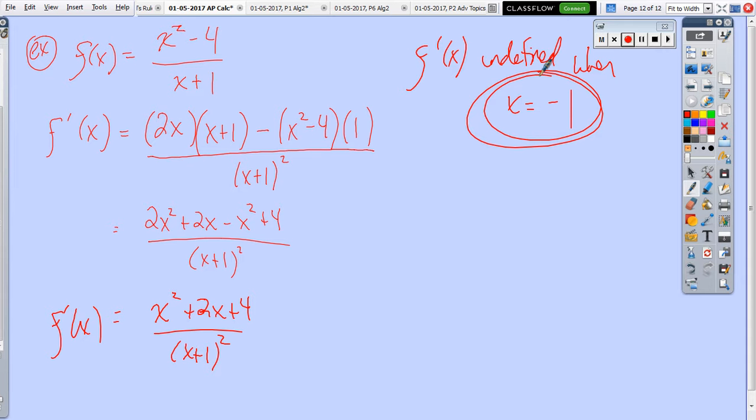Test some points in between. Make sure you plug those test points into the first derivative, not the original. But don't forget, if you actually want to find the value of those extrema, that's when you plug those points into the original function and see what their values are. And it'll tell us to do that. Don't get that confused.